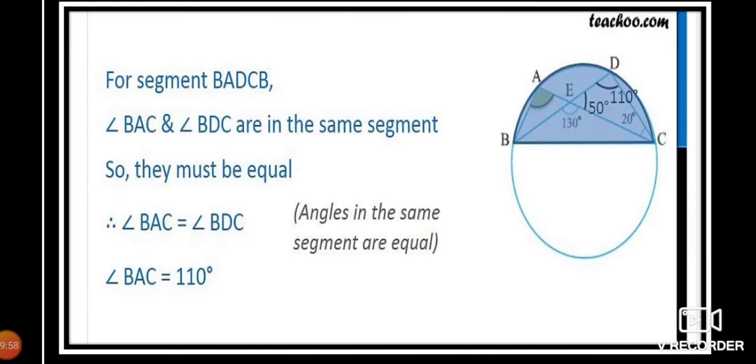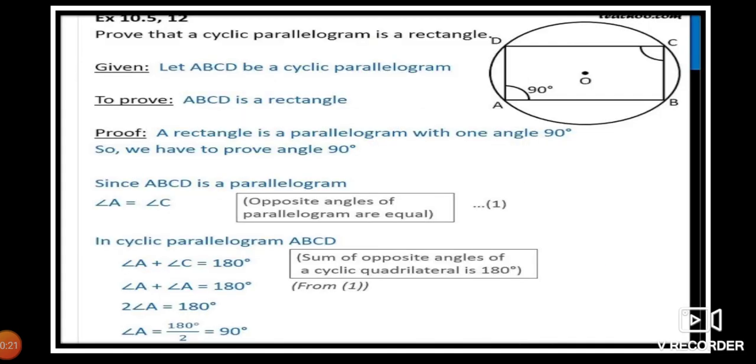Next, for segment ABADCB, angle BAC and angle BDC are in the same segment, so they must be equal. Therefore angle BAC equals angle BDC. Therefore BAC equals 110 degrees. Angles in the same segment are equal.